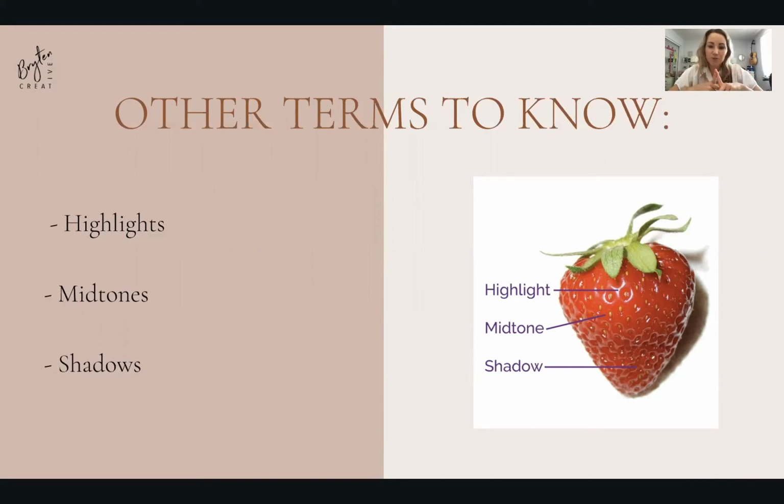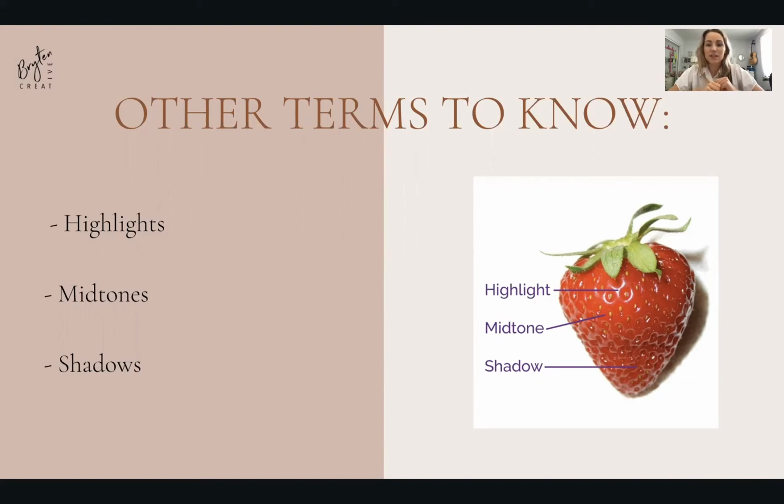Your midtone is going to be in between the darkest part and the lightest part. And then, as you know, the shadow is going to be one of the darker sides of your picture. This is going to be really important when you're trying to expose your picture properly, because you don't want to overexpose your highlights, but you also don't want to underexpose the shadows, which can be a little bit of a challenge sometimes.